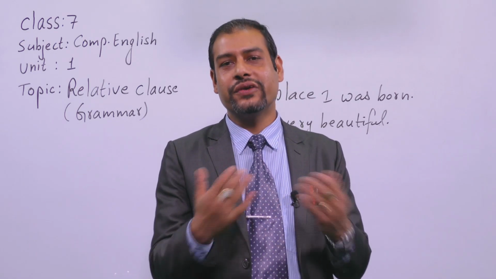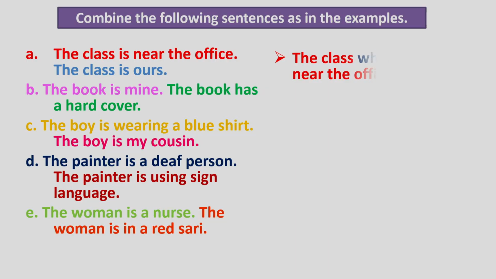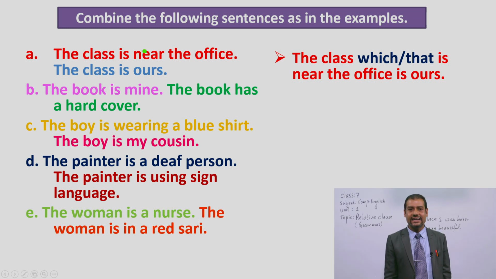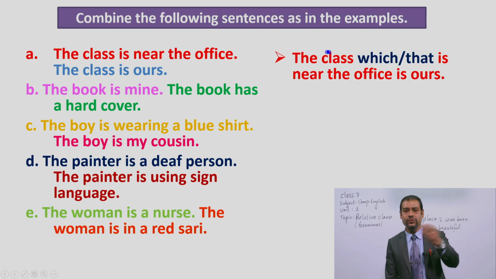Well, now you can check your sentences with my sentences once again. See, the class here, it seems like a place, but it is used here as a thing, you know. That's why you can write which or that. So the sentence becomes, the class which or that is near the office is ours. Or you can write, the class near the office is ours. If you don't like to use which or that, and you want to combine these two sentences into one, then you can write, the class near the office is ours, okay?